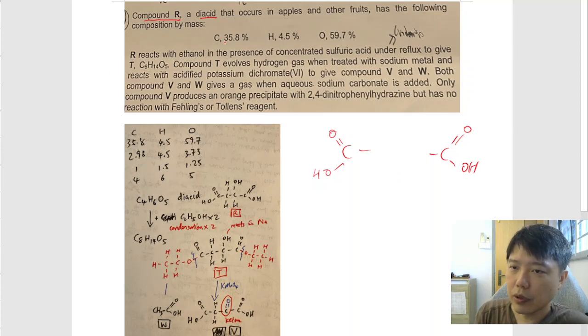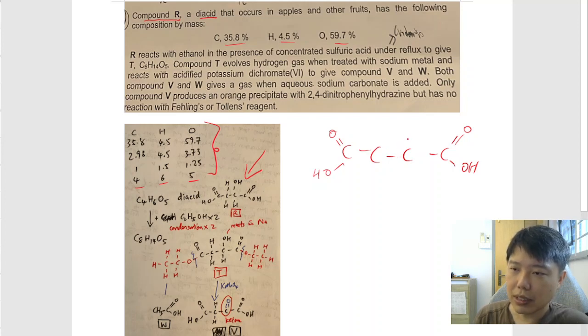Okay, so they give you the percentage by mass. You're going to do the table which you learned in secondary school already. So we found out the ratio, C4H6O5. So I preliminarily draw out this compound R. Because there are two more carbons, I just slot them in between, because they cannot be at the side. The terminal carbons must be two carbon dioxide.